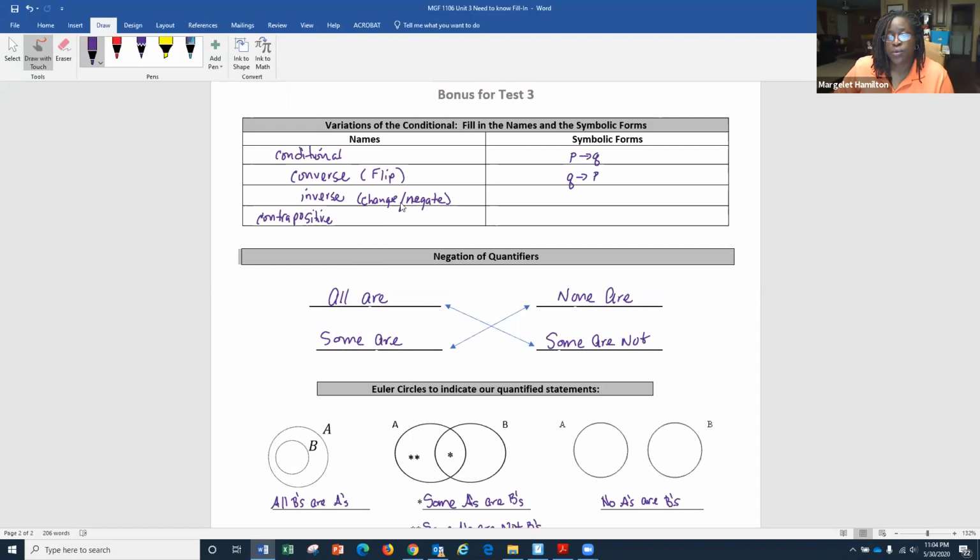So keep your same P and the Q in the same spot. We're just going to negate it. So negation P implies negation Q.